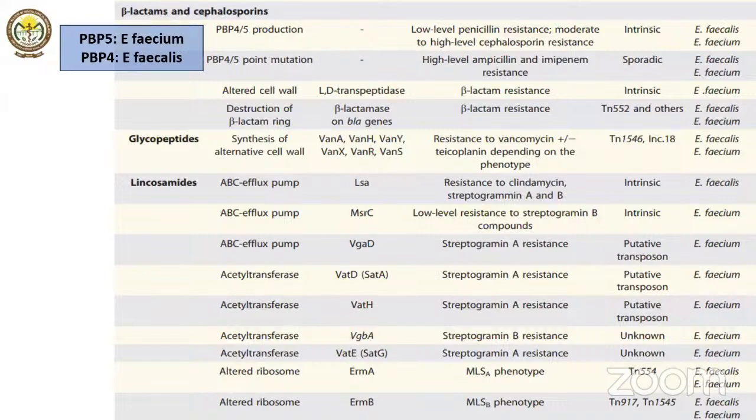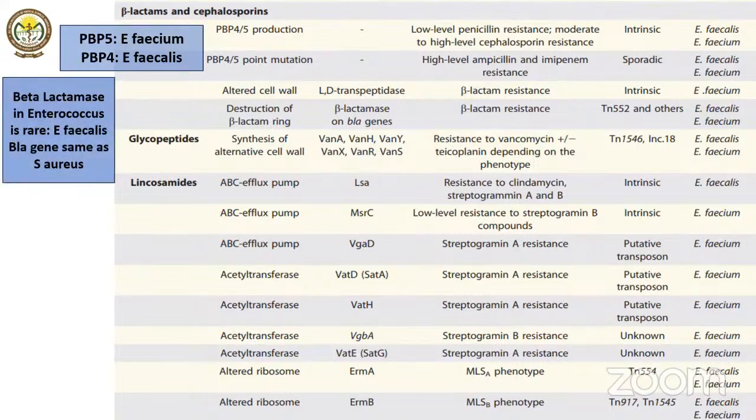Then we also know that Enterococcus are intrinsically resistant to many of the cephalosporins. They are resistant to clindamycin. They are resistant to chloramphenicol also. So we have to be careful and know which penicillin binding proteins the beta-lactam drugs are intrinsically resistant to.